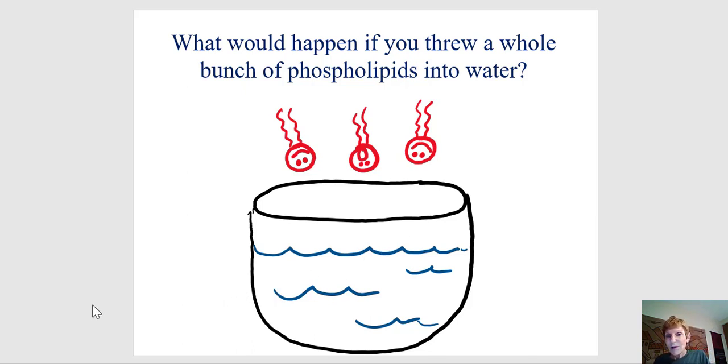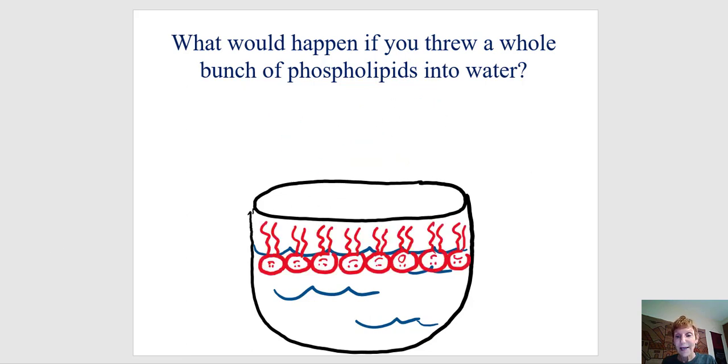What's the easiest way for them to arrange? Well, I think the easiest way for them to arrange would be like buoys, where the polar heads would go under the water because they're happy being their hydrophilic heads, and the hydrophobic tails would stick out away from the water. So it would look like that. Okay, there's that scared one. This one's angry for some reason.